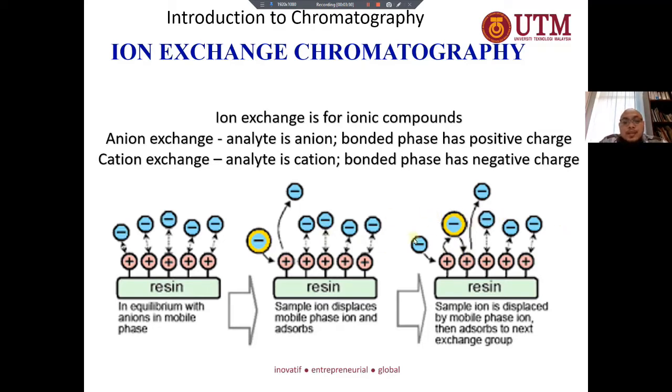So basically, anion exchange chromatography is for anionic analytes. Cation exchange is for cationic analytes. The bonded phase has the opposite charge of the analyte of interest to make the separation better. Basically, the interaction is that the sample ion displaces the mobile phase ion through the adsorption process. And then the sample ion is displaced by the mobile phase, and it will replace the next mobile phase ion. The process is continuous until it reaches the detector.